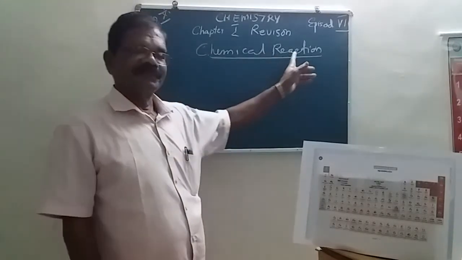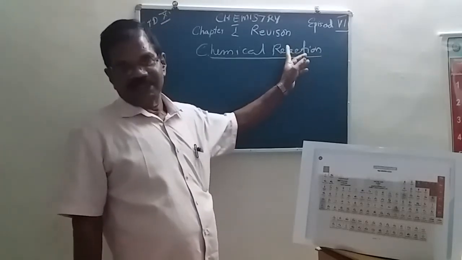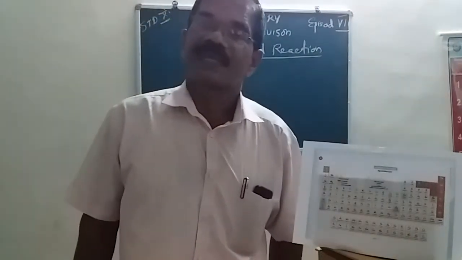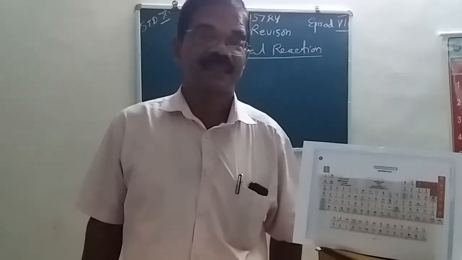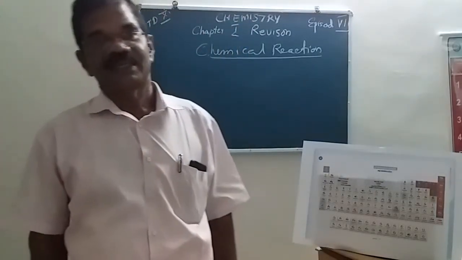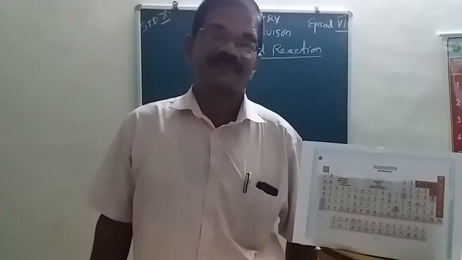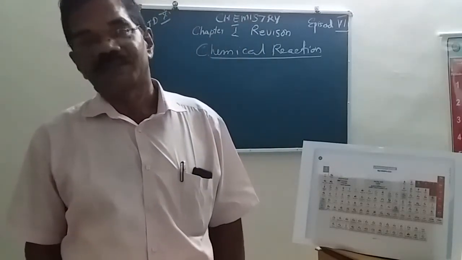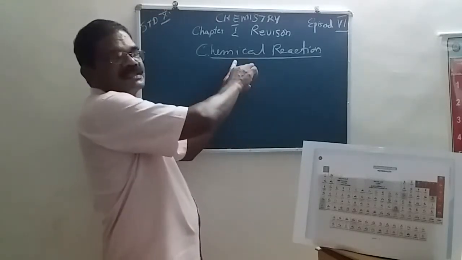What is a chemical equation? A chemical equation is a symbolic representation of a chemical reaction by symbols and formulas. What do you mean by symbols? You have already learned about the 118 elements. The symbols are shorthand for the names of the elements. Formula means the chemical formula or molecular formula of the compounds. Then there are the several classifications.